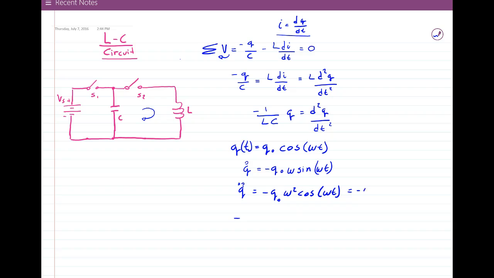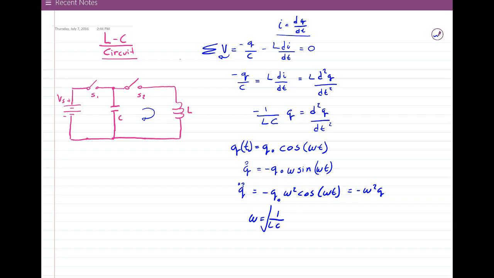Yeah, a cosine function works, right? And notice that we've got a negative constant out front. Remember, omega is the radial frequency of the function. It's how fast it changes in time, right? So omega squared must be 1 over LC. So omega is equal to 1 over the square root of LC.